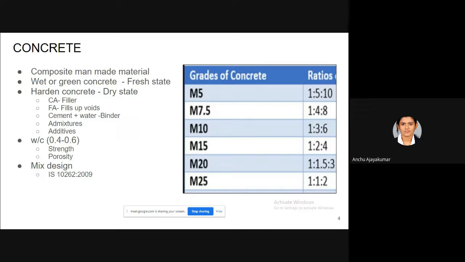And next one is the combination of water and cement, which is termed as binder. The next two important things that you have to know are admixture and additives. So what is the difference between admixture and additives?